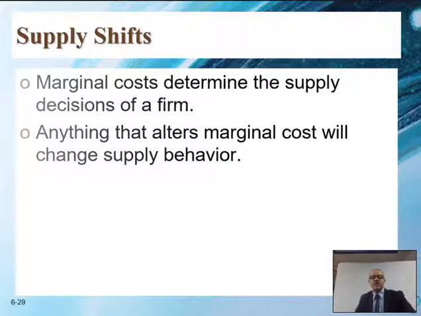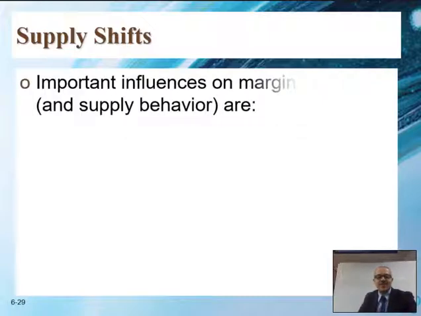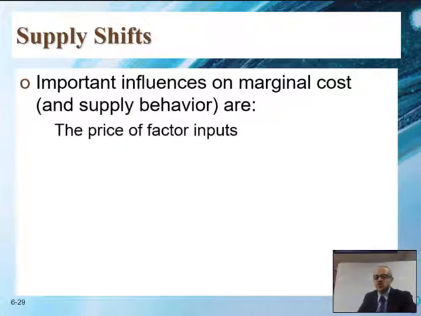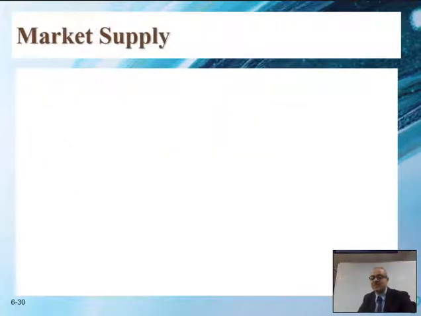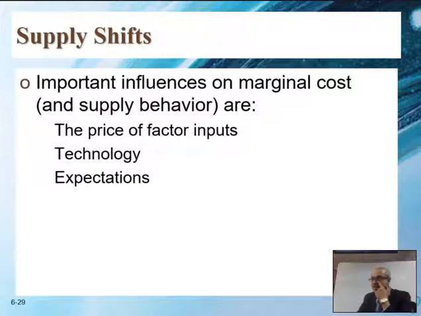So if this shifts to here, then we're going to change our production, right? And we talked about this idea of important influences on marginal cost and supply behavior. What are the influences that are going to shift the supply? Price of factors, inputs, technology, expectations. You remember those from last chapter? We talked about them in chapter 5.